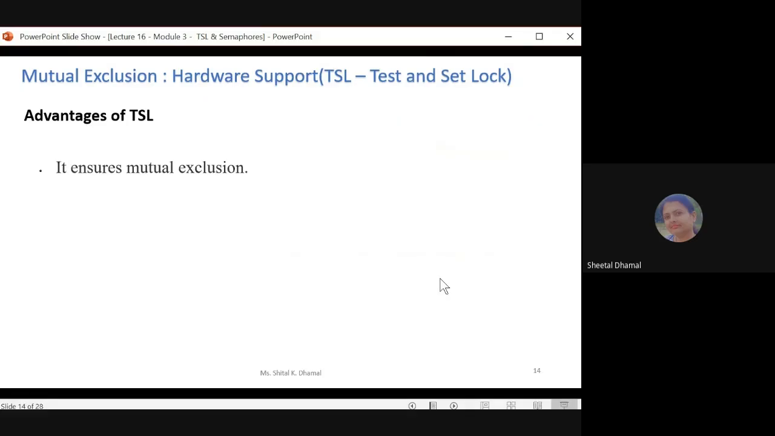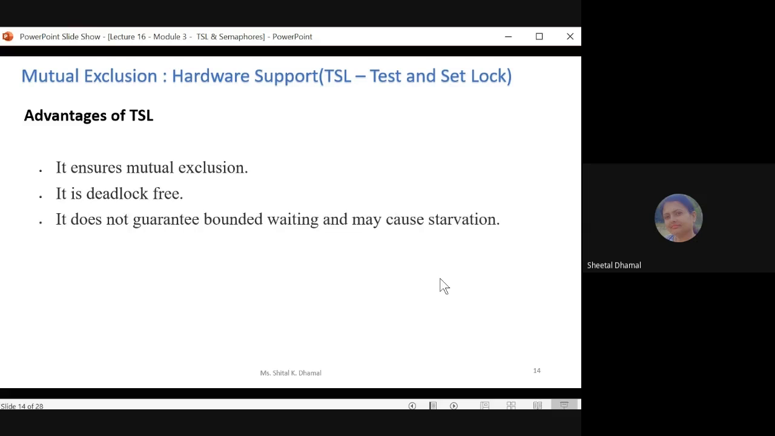So what are the advantages of the TSL algorithm? It ensures mutual exclusion, because at a time, though multiple processes are there in the ready queue, only one process can enter into the critical section, and it is deadlock free. Deadlock never occurs there because only one process is utilizing the CPU, and only one process can enter into the block and wait state for the input output resources. Because of this, deadlock never occurs when you are using the TSL algorithm, but it does not guarantee bounded waiting and it may cause starvation.